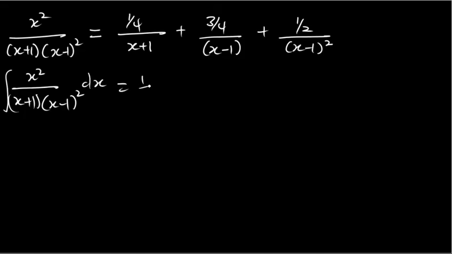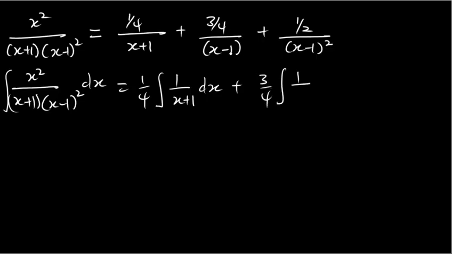So my integral with respect to x. With this, 1 over 4 will come back here, integral of 1 on x plus 1 dx, plus this 3 on 4, integral of 1 on x minus 1 dx, plus 1 on 2, integral of 1 on x minus 1 all squared dx. Are we okay? So can we say the integral of this is ln, and the integral of this is also ln, but the integral of this is never a ln. So what do we do? We can do something about this.